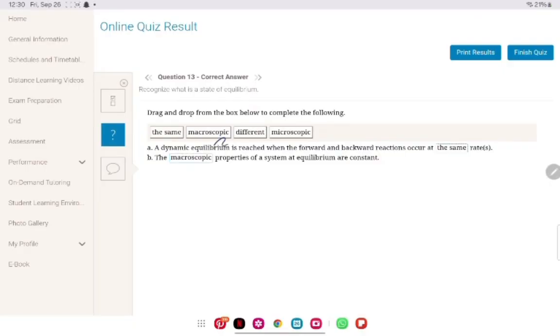Here, this is kind of a memorizing question. A dynamic equilibrium is reached when the forward and backward reaction occur at the same rate. So we know at equilibrium they happen at the same rate, and dynamic means it keeps moving, so it keeps moving at the same rate. The macroscopic properties of a system at equilibrium are constant. I think we did a question similar to this. Macroscopic means something you can see, like color, temperature, concentration, or pressure.